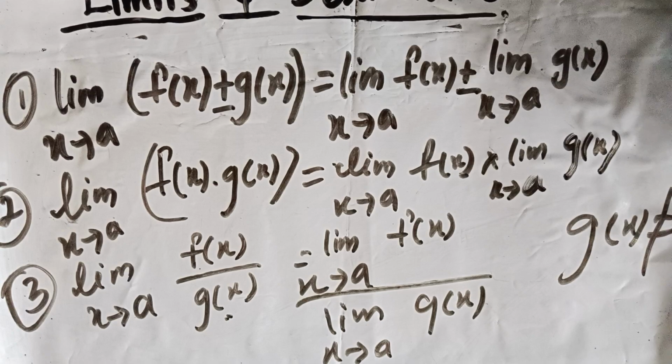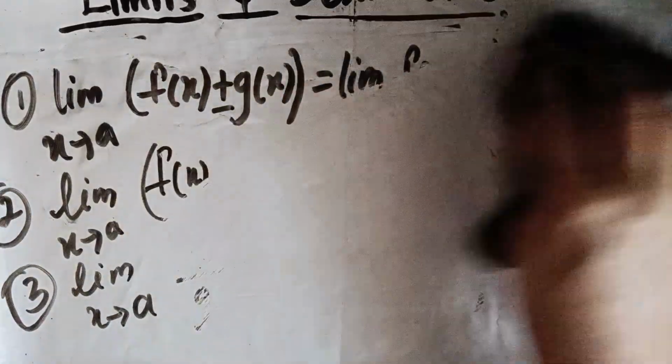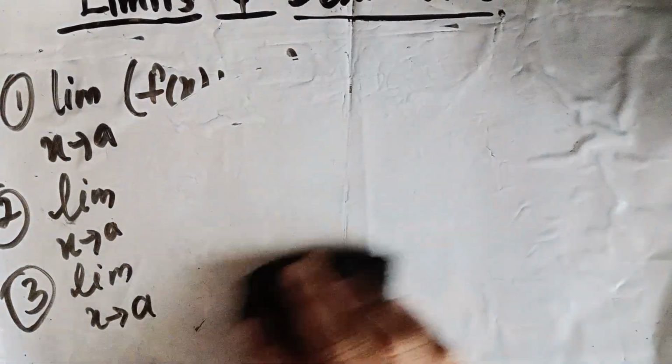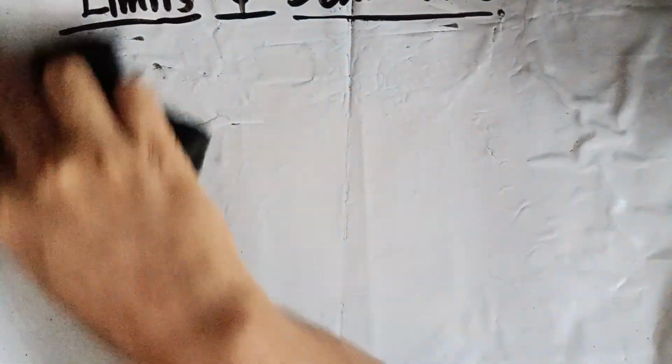Then we can take a scalar multiple also, lambda, outside. So that lambda we can take outside of that limit. Okay, if it is not a function of x, then we can take it as some constant.